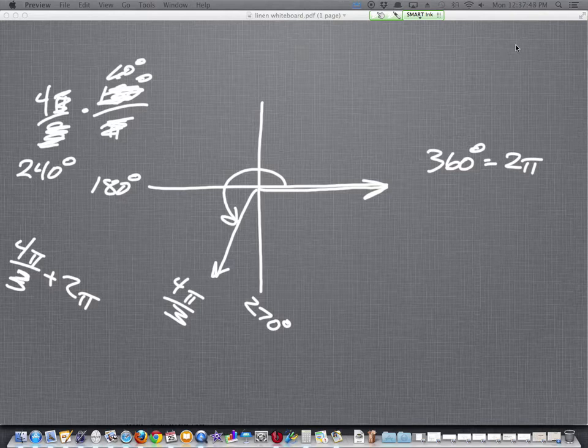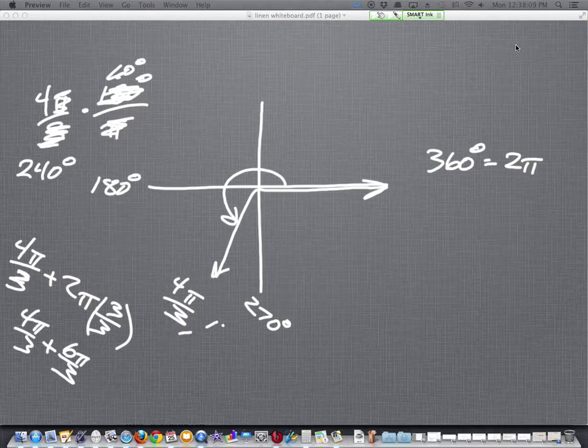Alright, so what do I have to do to 2 pi to be able to add it with 4 pi over 3? Common denominator. So what do I need to do to 2 pi? Multiply by 3 over 3. So that gives me 4 pi over 3 plus 6 pi over 3, and so I end up with 10 pi over 3. Now I need to show that rotation. That is all the way around and back to it. That gives me 10 pi over 3.